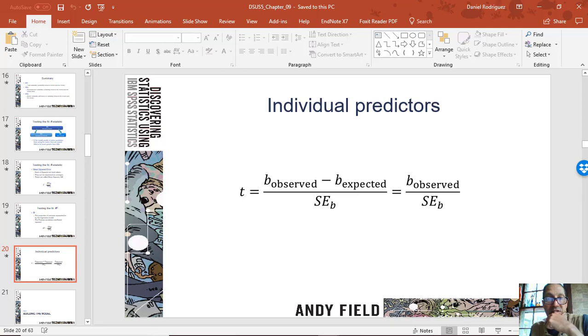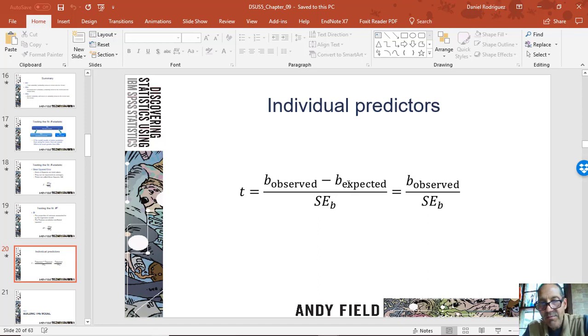When we judge our predictors, we use something called a T statistic. Right? A T statistic is similar to a Z standard normal distribution, but a little bit different, has fatter tails. We'll see about that later, but we use this T statistic to assess each of the predictor variables, and it's based on the difference between the observed and expected value.